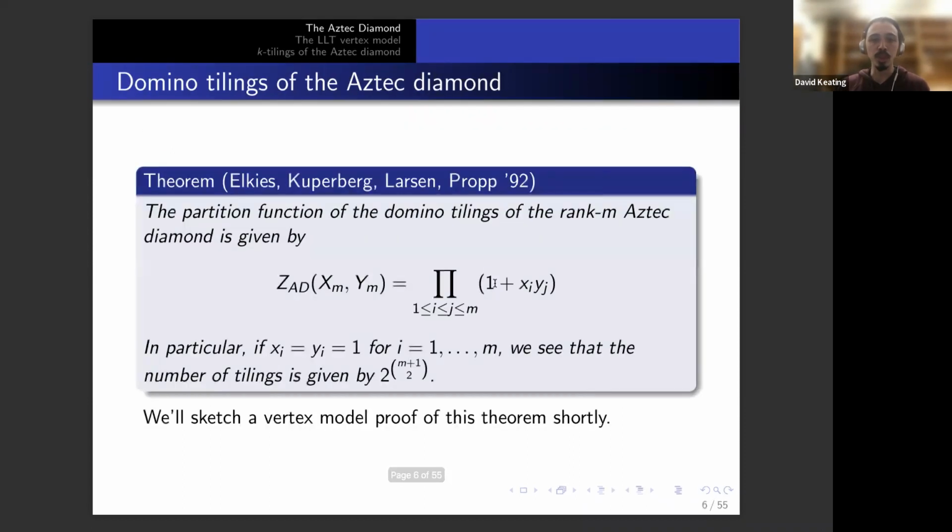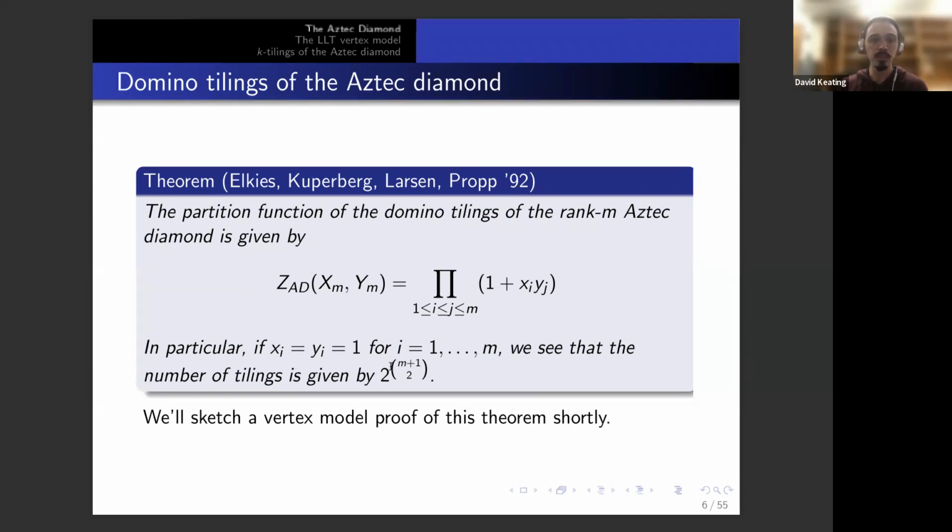So the partition function for this model can be computed, and you get this nice product formula, where it's a product over i less than or equal to j of 1 plus xi yj. And in particular, if you set xi and yi equal to 1, so if you set all your weights equal to 1, we just count the total number of tilings, and we get that the total number of tilings is 2 to the m plus 1 choose 2. So in a bit, we'll sketch a vertex model proof of this theorem. That'll be useful for us for the K tilings.